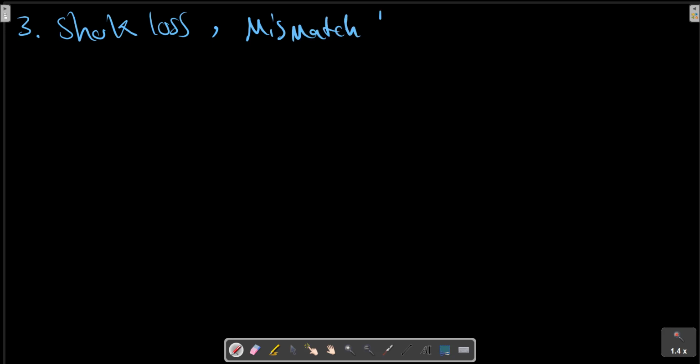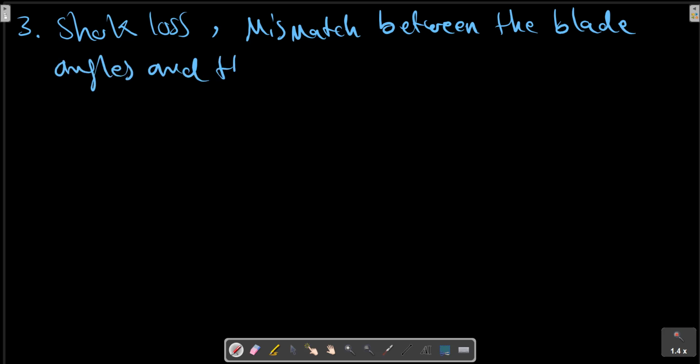And the last one is shock loss, due to the mismatch between the blade angles and the inlet flow direction. Especially significant at high flow rate.